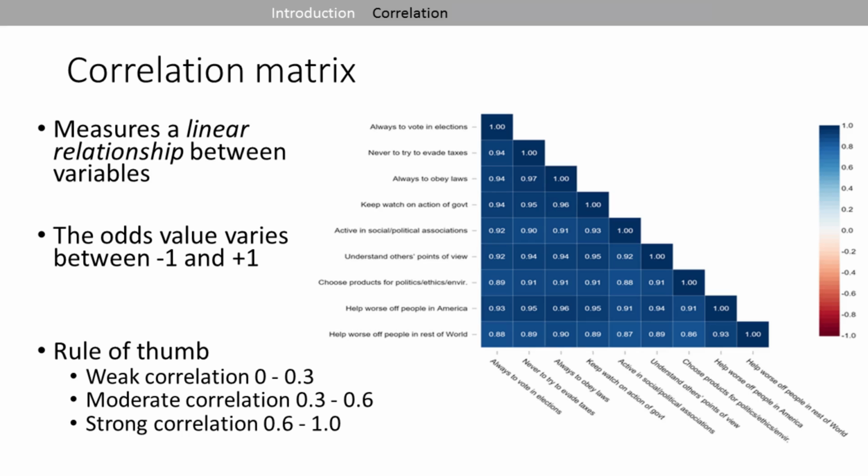And the rule of thumb here is that a weak correlation is from 0 to 0.3, a moderate correlation is 0.3 to 0.6, and a strong correlation is 0.6 to 1. So that's the rough scale around there. It's not that clear, but usually that's the rule of thumb, so to speak.